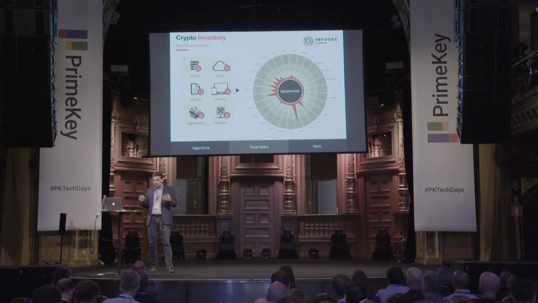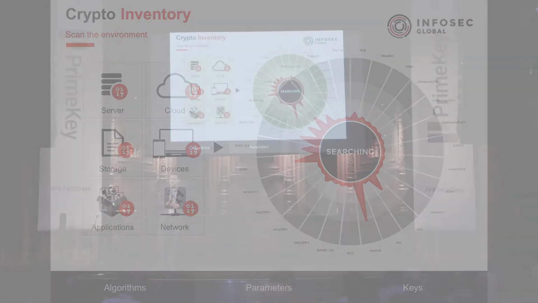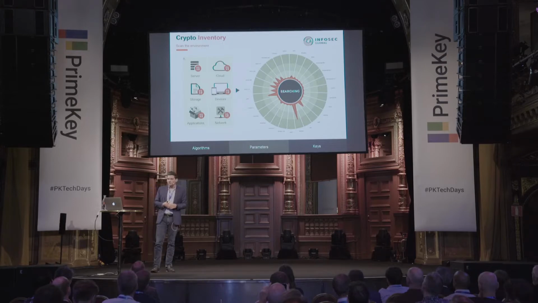And for that, you basically need tools, and there are tools out there which can help you to do that. So you need some tools which go into a system. The bigger the system, the less likely it is that you can do it manually. So you need some tools which go out there and look for cryptographic implementations. They go into your applications and check whether there's a cryptographic algorithm implemented, if it's used, and what kind of parameters are used.